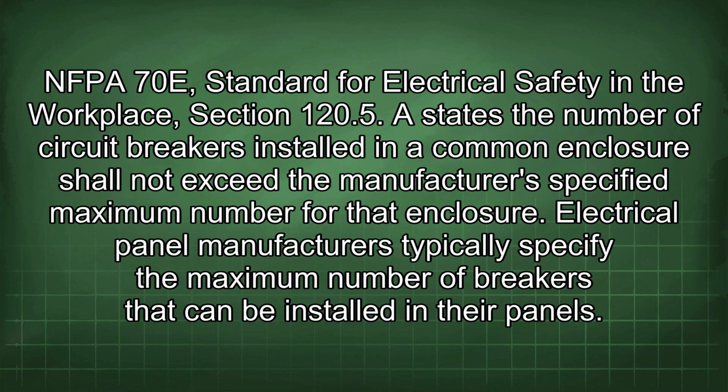NFPA 70E Standard for Electrical Safety in the Workplace, Section 120.5 states the number of circuit breakers installed in a common enclosure shall not exceed the manufacturer's specified maximum number for that enclosure. Electrical panel manufacturers typically specify the maximum number of breakers that can be installed in their panels.